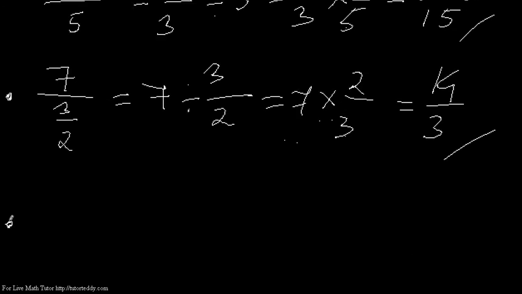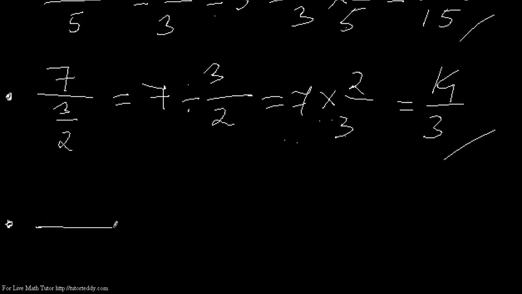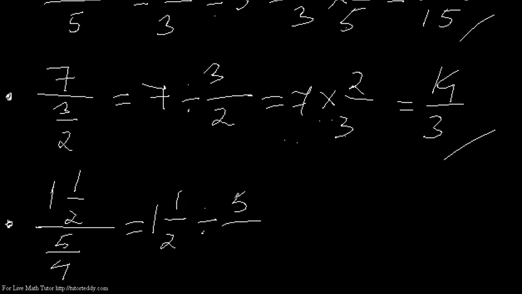The third one which I have taken is what? 1.5 divided by 5 by 4. So I'll write 1.5 divided by 5 by 4. First I'll change this mixed number into an improper fraction. That is 2 ones are 2 plus 1, 3 by 2, divided by 5 by 4.